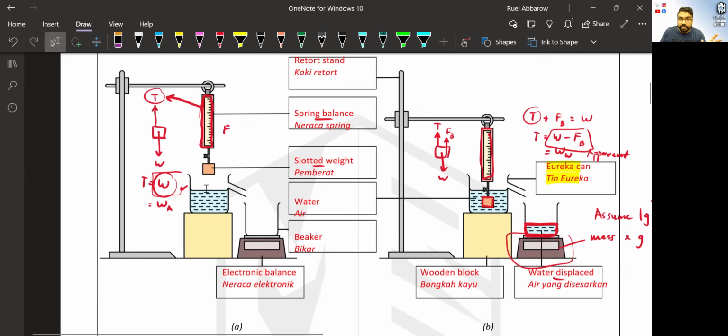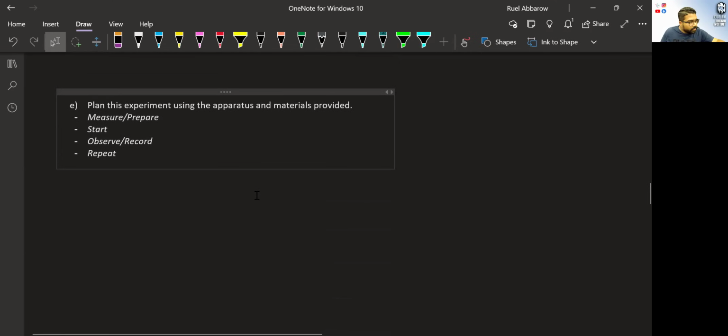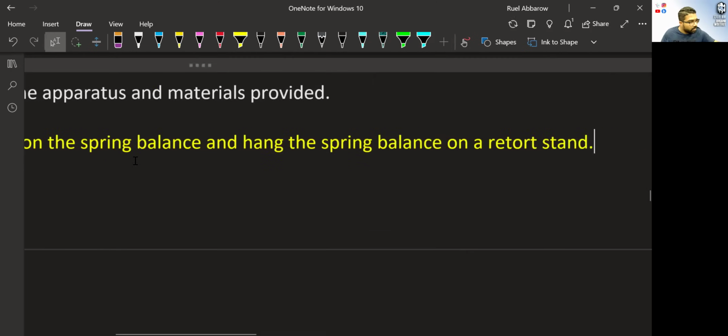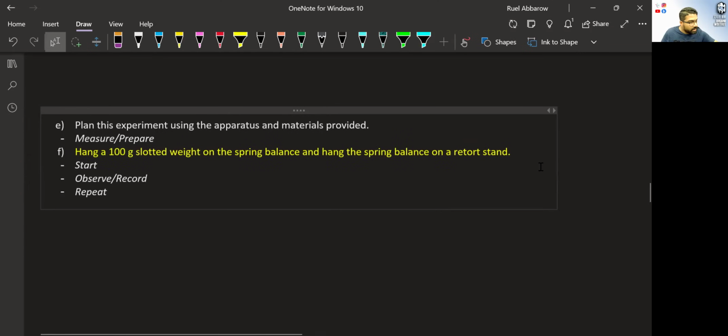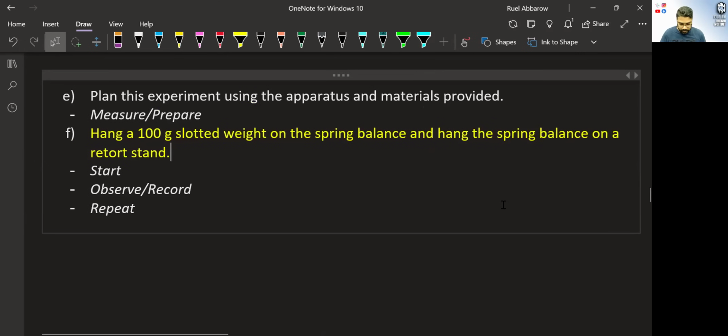Okay, once you've gotten all that down, now let's try to fill it up. So measure and prepare. First, we hang the slotted weight on a spring balance and then hang the spring balance on the retort stand. This is step 1.